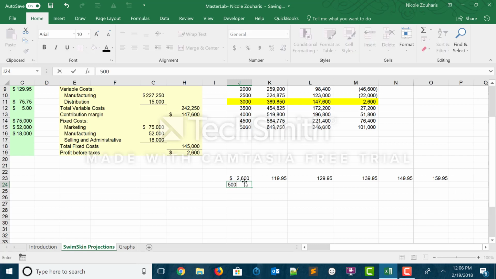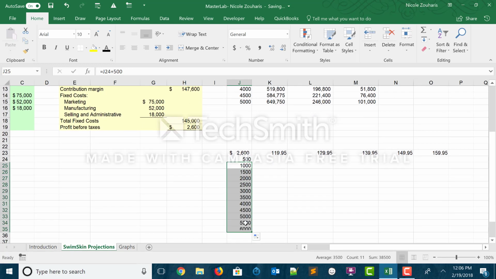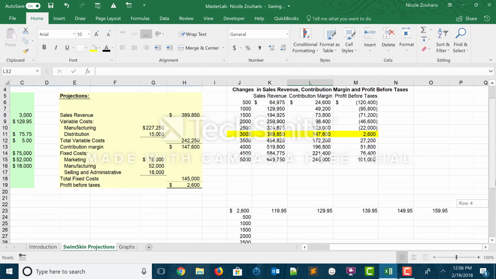And then I'm going to do the same right here that I did up above with the levels of output sold and fill it all the way down to 5,000. Oop, I did a little too extra. Delete those. And now this is ready to be our 2 variable data table.